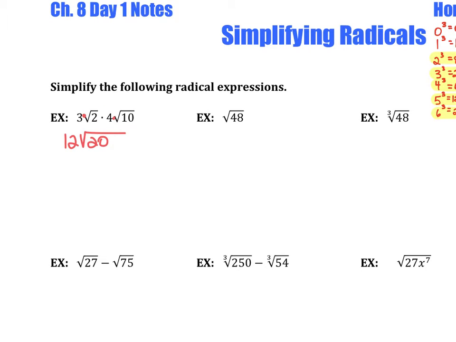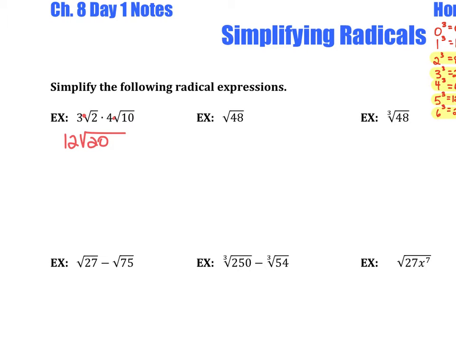Just on a side note, if this had been the cube root of 2 times the cube root of 10, we could have multiplied those together because they were both a cube root. That would be the cube root of 20. If one is a square root and one is a cube root, we can't multiply them together straight up like that. But as long as they're both the same root, in this case square root, it'll be the square root of 20. If it was a cube root, it would be the cube root of 20.